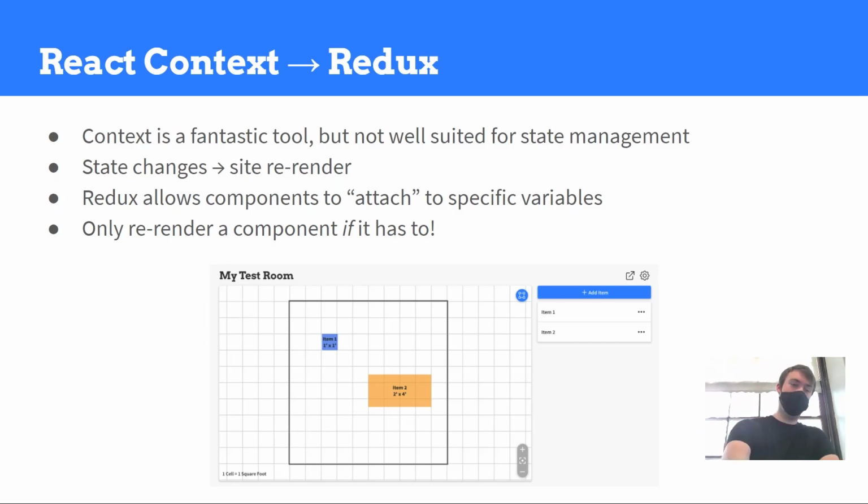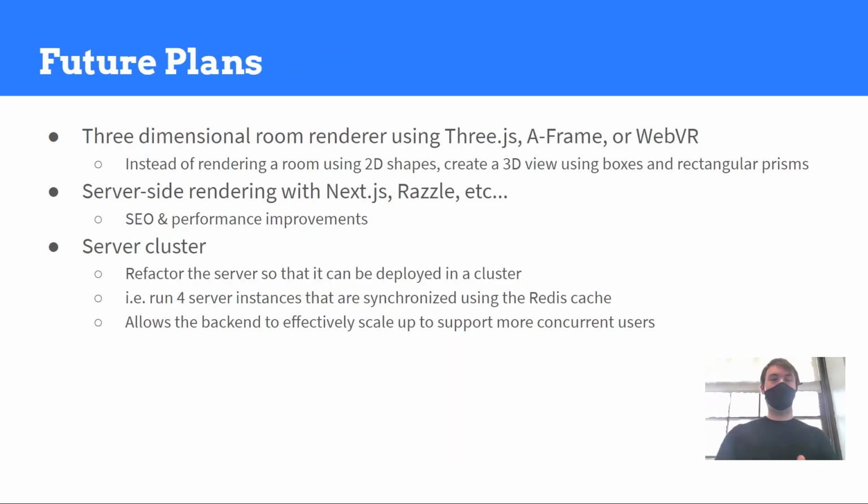So if something changes in the room editor on the left and doesn't need to change on the right, we don't have to re-render both. We only need to re-render the room editor itself. That eliminates a lot of unnecessary re-renders, so we can have the client run as fast as possible and do as little re-rendering as possible. There's going to be a little bit of re-rendering happening, but we try to slim down on it as much as possible.